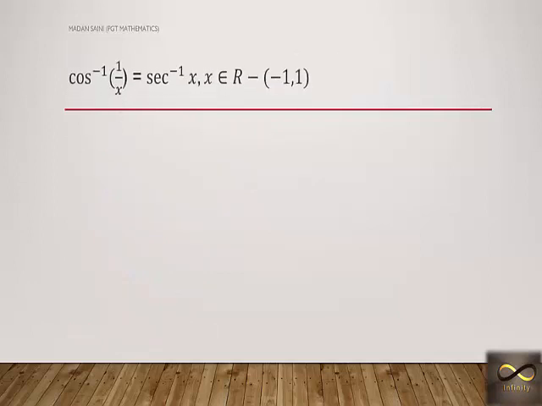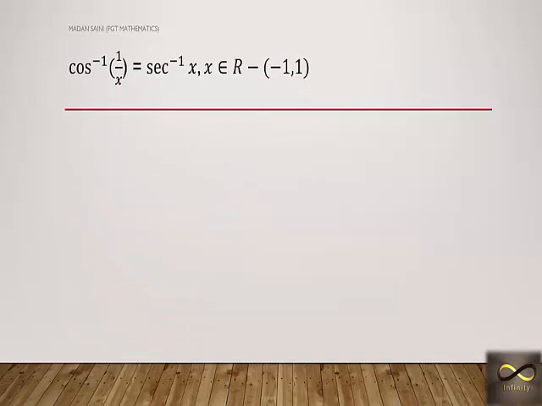So let's start with the proof of cos inverse 1 by x is equal to sec inverse x for all x belongs to set of real number minus open interval minus 1 to 1. So let sec inverse x is equal to y. Applying sec on both sides, we will have sec y is equal to x. Sec y can be written as 1 by cos y, so we have 1 by cos y is equal to x. Interchanging their position will give us 1 by x is equal to cos y.